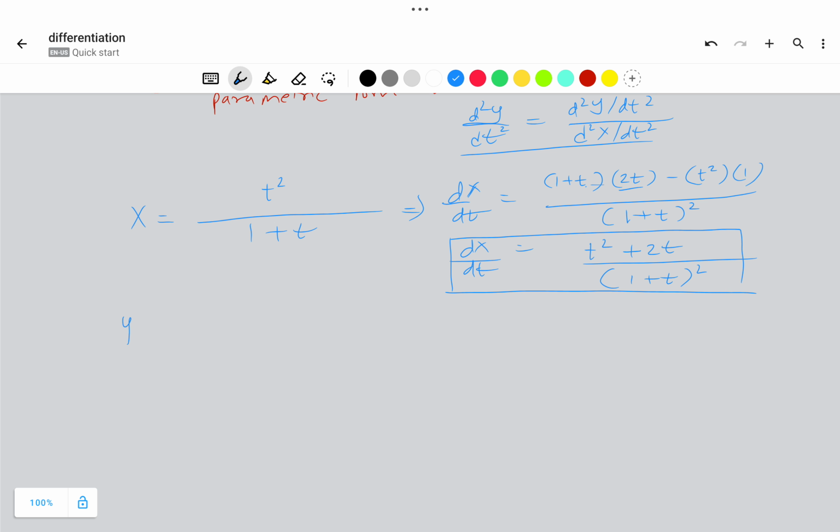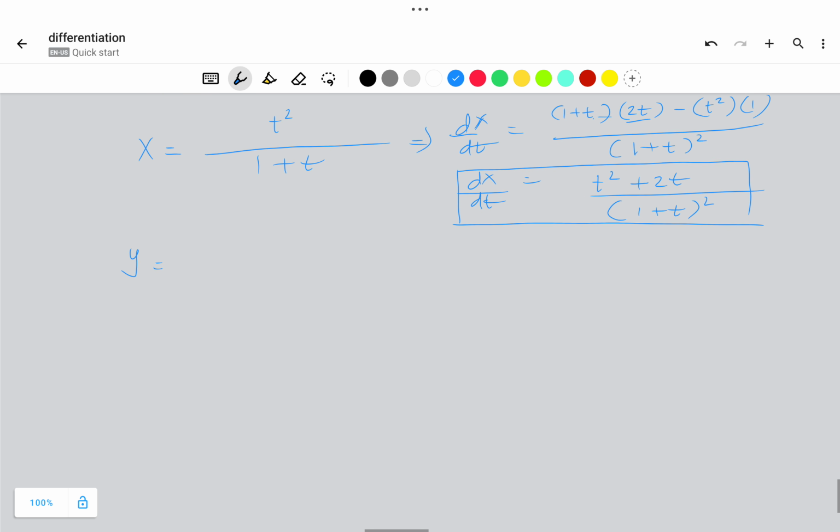Now we are having y, and y is what? t upon 1 plus t.